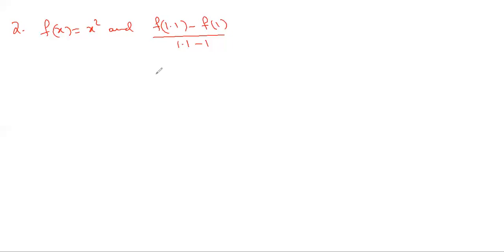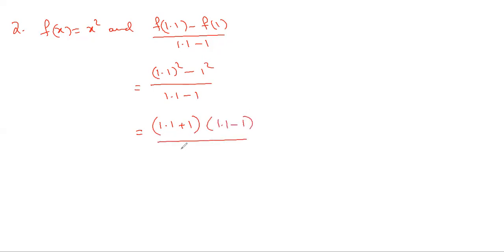f of 1.1 is 1.1 the whole square minus f of 1 is 1 square, and this is 1.1 minus 1. Instead of doing the direct calculation, I'll use the formulas. A square minus b square, I can use a plus b. It is not 1.1 into 1, it is 1.1 into 1.1 minus 1 by 1.1 minus 1. So 1.1 minus 1 gets cancelled, and 2.1 is the answer.